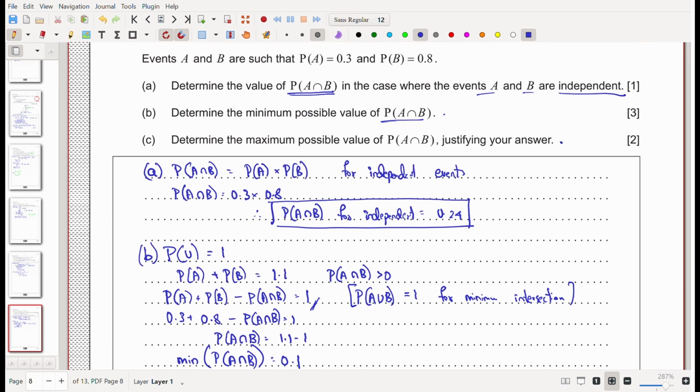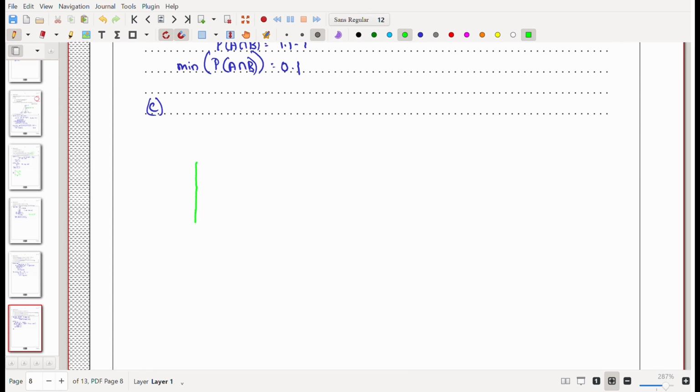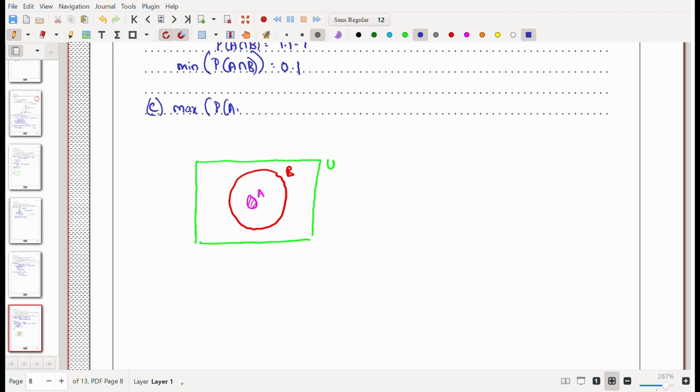And finally, part C, we are asked to find the maximum value. So for this, I'm going to draw out a small Venn diagram over here. So if this is our universal set, this is B, and this is A, this will be the maximum value, because then the intersection is maximum, because you literally cannot have more than A being entirely encompassed by B. So the max of P of A intersection B is equal to P of A, which is equal to 0.3.